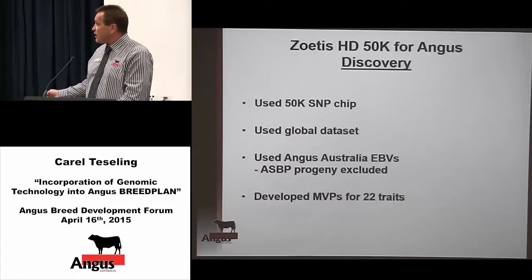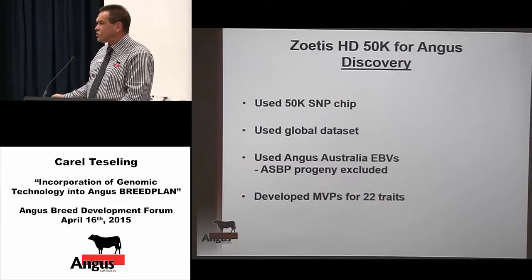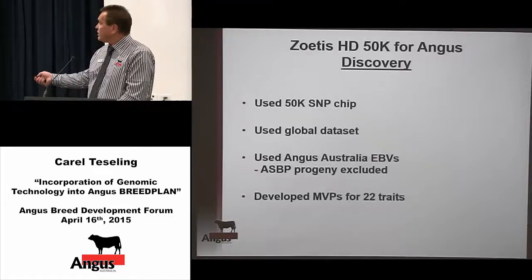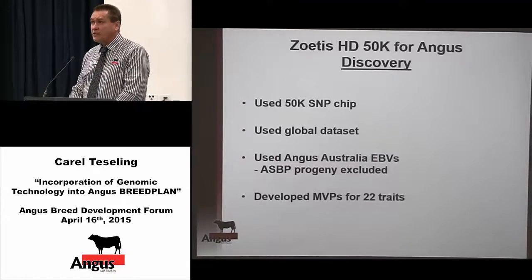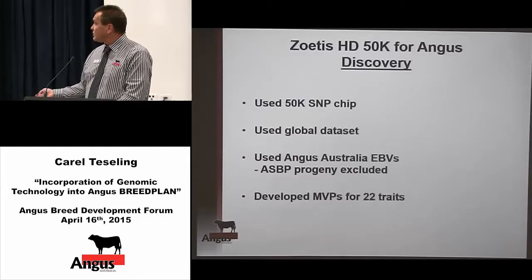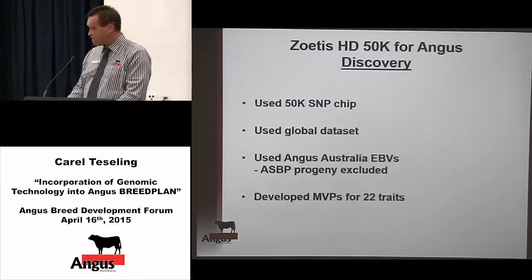And then what they did is Zoetis were able to develop MVPs for 22 traits. Of course, you will say that there's not 22 MVPs available, and that is where the global data set comes in, that they've used other data to be able to get some of the information on some of those traits as well.